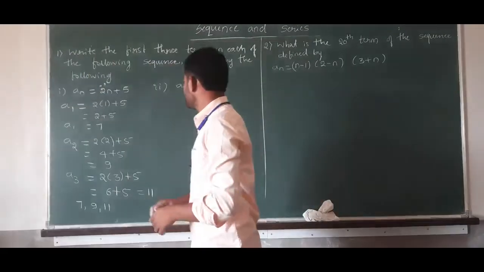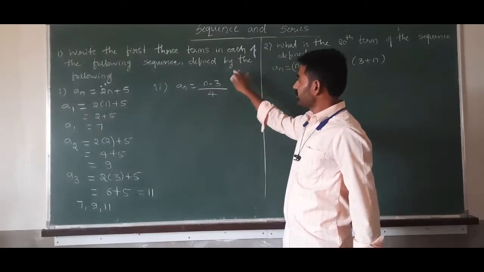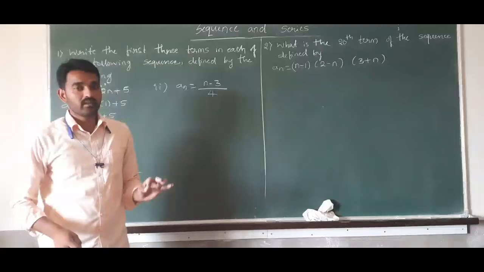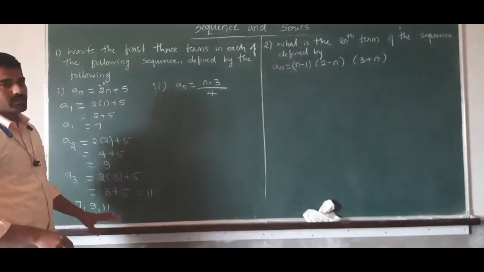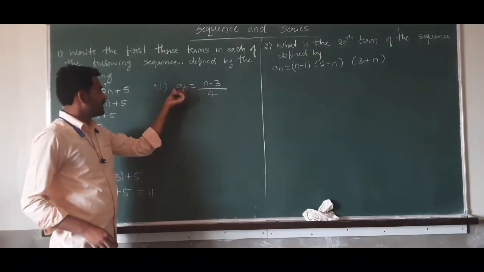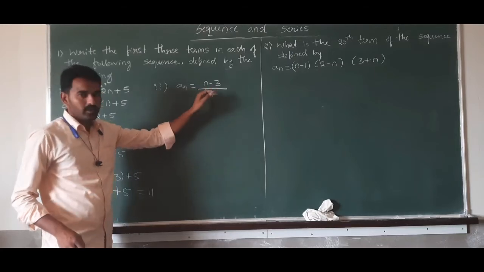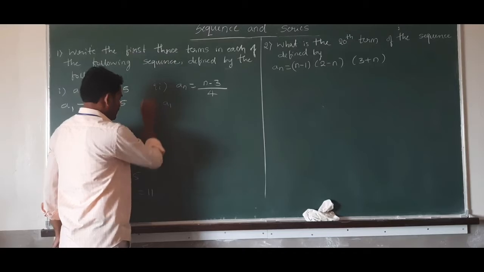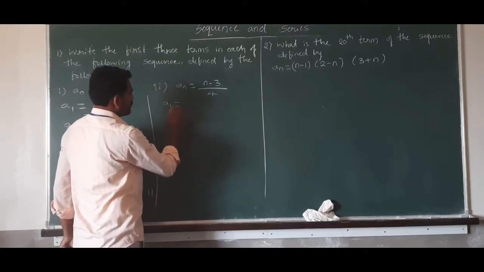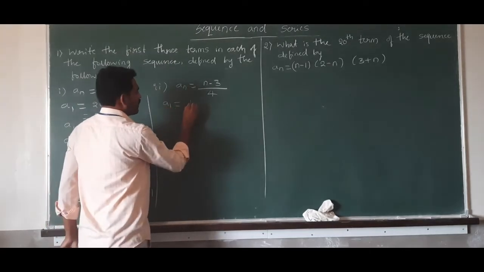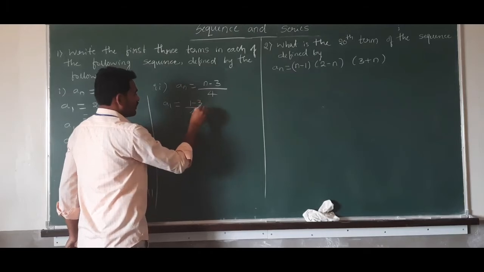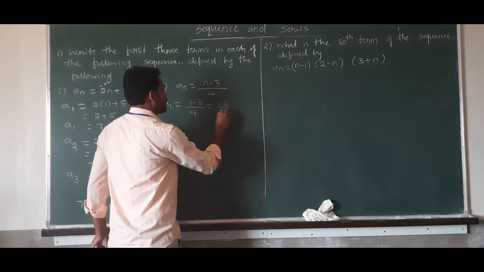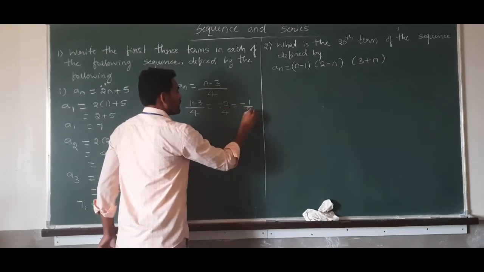Okay, next one is an is equal to (n minus 3) whole divided by 4. We have to find the first three terms of the given sequence. What is the general form of the given sequence? That is an is equal to (n minus 3) divided by 4. We have to find the first term as a1. So a1 means n is equal to 1. 1 minus 3 divided by 4 is equal to minus 2 divided by 4 is equal to minus 1 divided by 2.